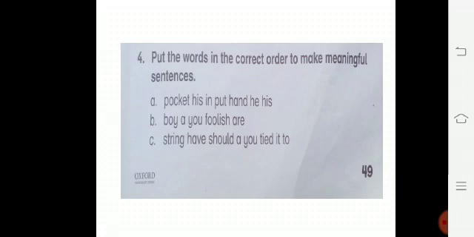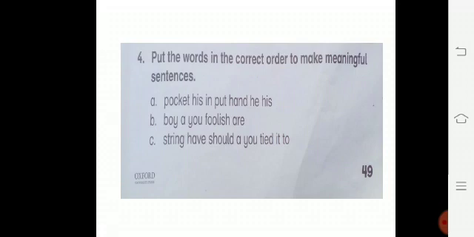Why are you foolish are? So students, the right one is: you are a foolish boy. You are a foolish boy. String have, should, a, you tied it to. Students, you should have tied it with a string. You should have tied it with a string.